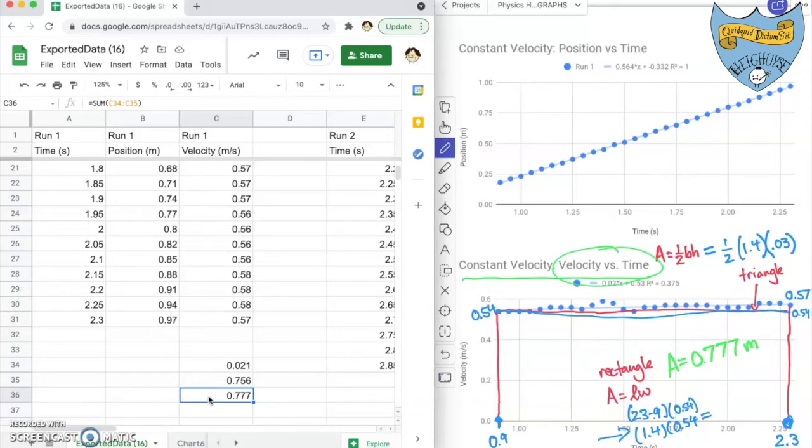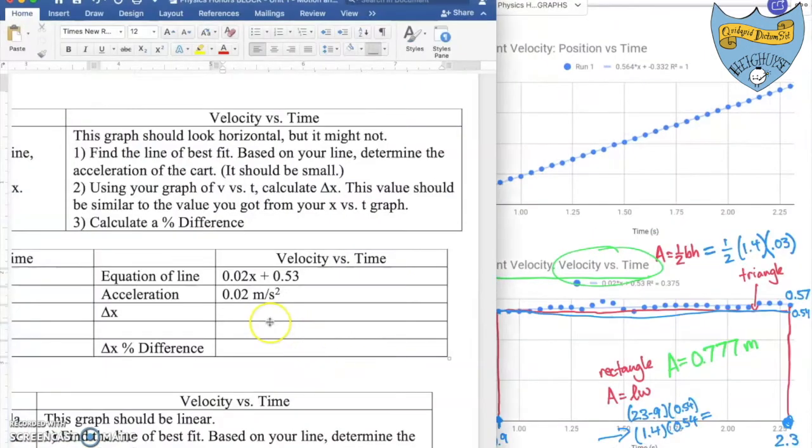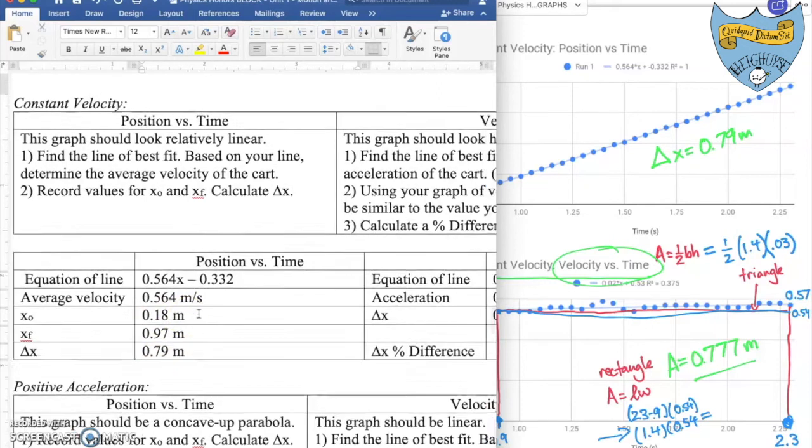All right, now, if we think back to moments ago, we also came up with a number from our position versus time graph. That value was 0.79. So that one said the displacement was 0.79 meters, but we've got a slightly different value down here. That runs to like 0.78, but that's not the same number. All right, is that a problem? No, not really, actually.